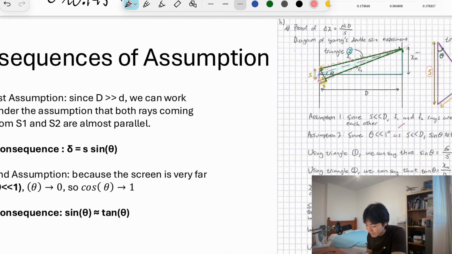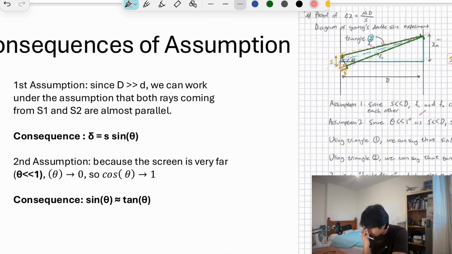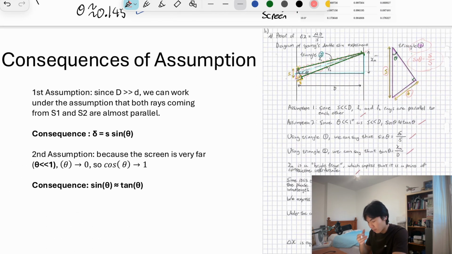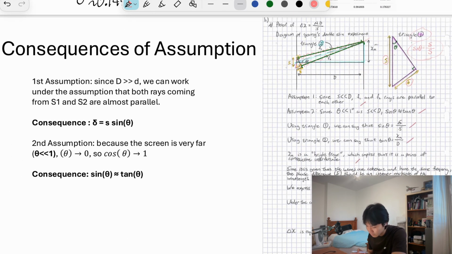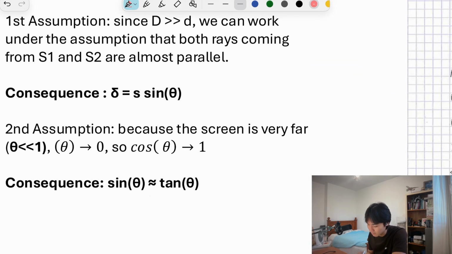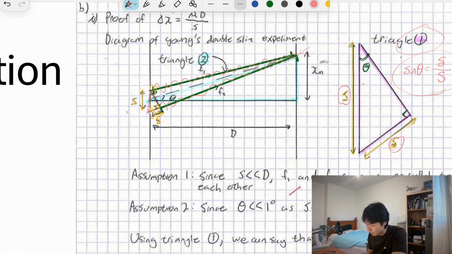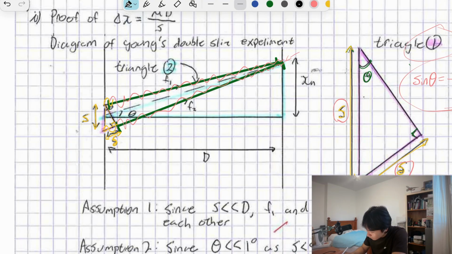And I said that the second assumption is important, and that its consequence is that sine theta is equal to tan theta. How is this related, you may ask? On the screen, the second triangle, we know that this angle is also equal to theta, and we can just draw a right angle triangle here.